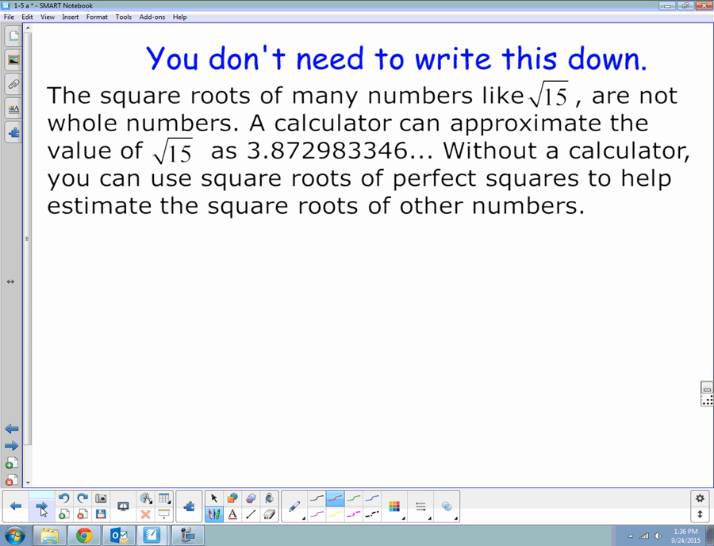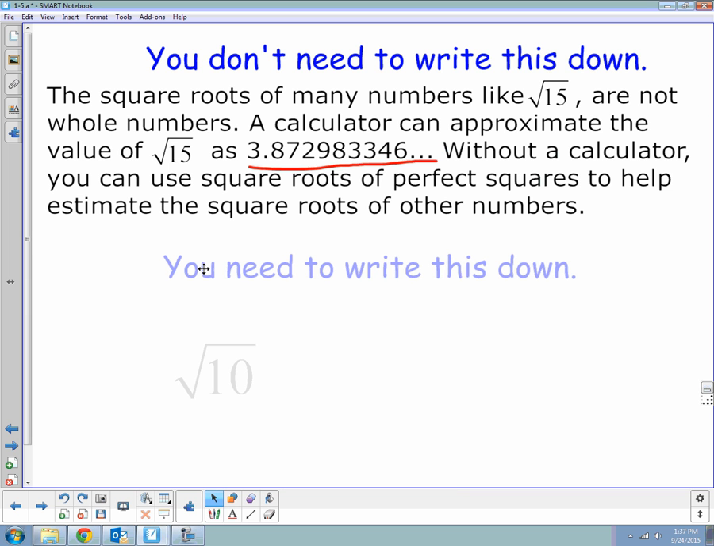Square roots, the perfect squares are nice and not so bad because we've got those all listed. But there are numbers that aren't perfect. And calculators are going to approximate that value, like the square root of 15. It goes on forever here. It's kind of like pi. Pi goes on forever and never stops. So they're called irrational numbers. Without a calculator, we're going to try and estimate. So I would like you to write this down.